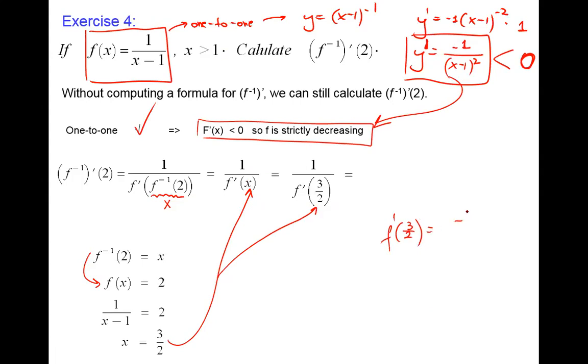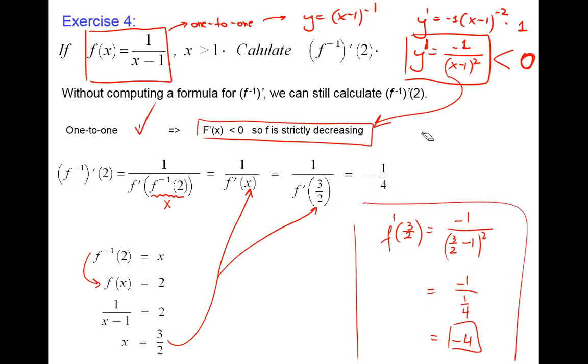3/2 will be -1 over x minus 1 squared, but my x is 3/2. You can try to help me. 3/2 minus 1 is half. Half squared is 1/4. And the reciprocal is -4. But please remember that the -4 actually goes to the denominator. That means that's not the final answer. The final answer is this one, -1/4.